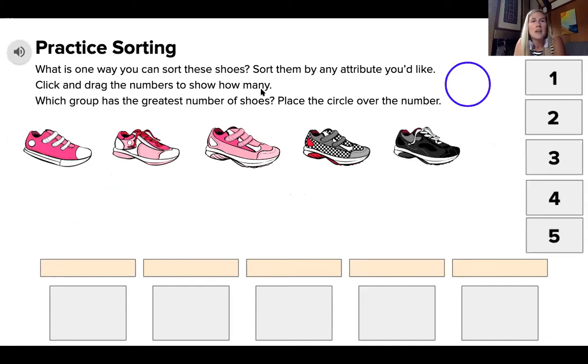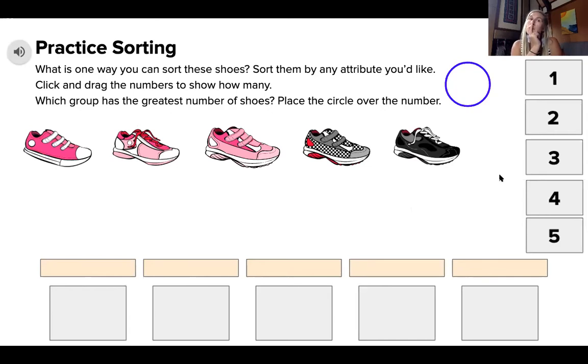So, what is one way you can sort these shoes? One way I'm thinking is I would like to sort them by the attribute of color. So I'm going to do pink. I would put all three of these together, and that would be one group. And then I would say black and white shoes is my other sorting group. The color is the attribute. So I'm sorting it over here.